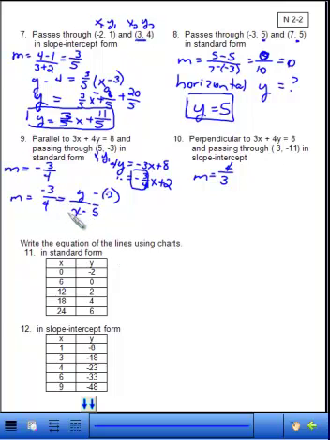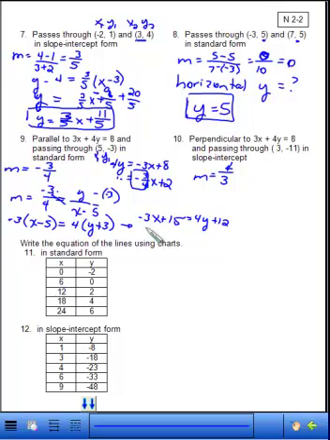Now when we cross multiply, then we have -3 times x minus 5 equals 4 times y plus 3. And this is really helpful when you want it in standard form because you don't end up with fractions as often. And I'm going to just kind of do this over here. We have -3x plus 15 is equal to 4y plus 12.